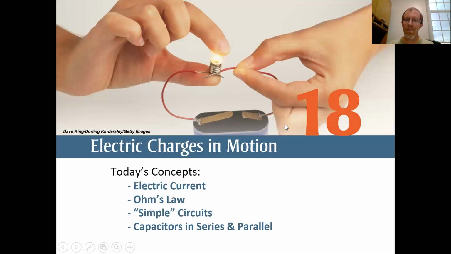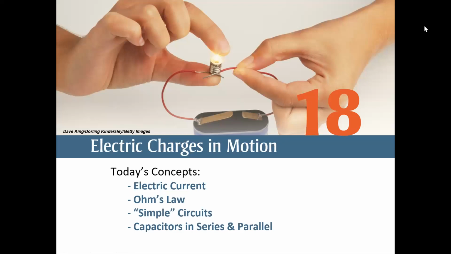We've got here, it says we're at chapter 18. What is this? Electric charges in motion. So we're going to be looking at things like electric current, and circuits, and resistors in series and parallel and capacitors in series and parallel. All right.